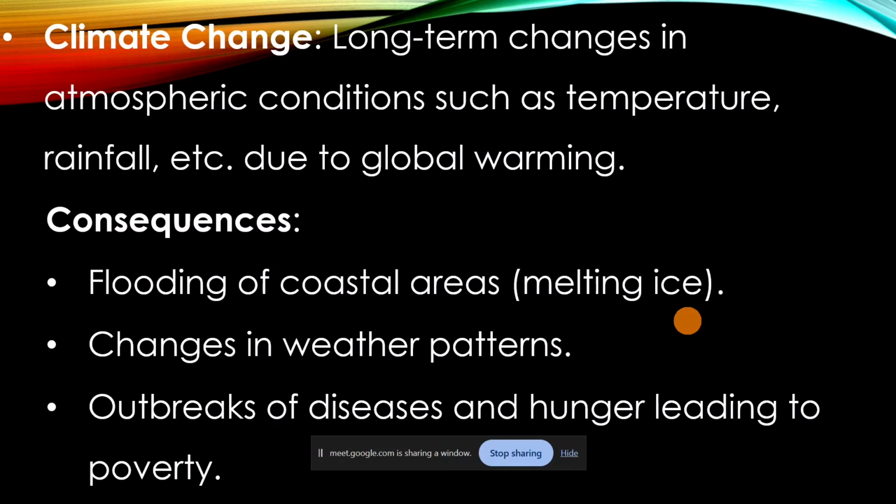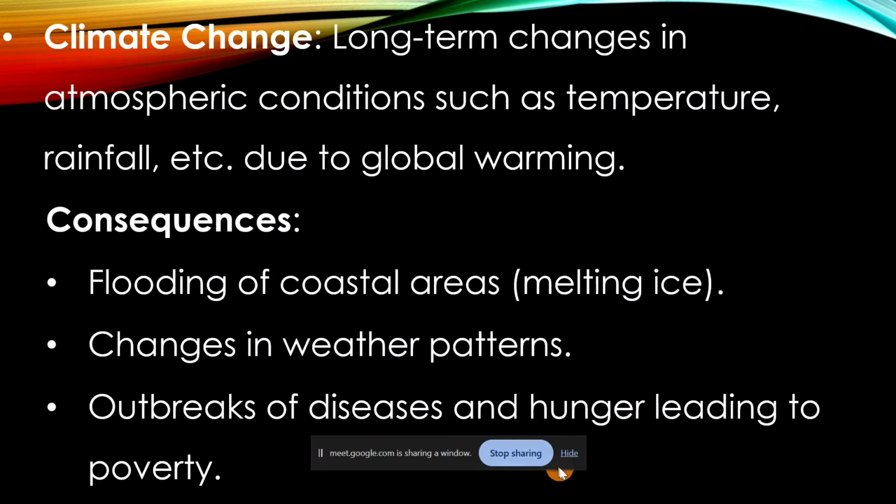So those people that live nearer to rivers, those areas are what we call coastal areas. A coastal area is just an area closer to a river, and then you go and build there. So there will be flooding of coastal areas due to ice melting. Why? There will be maybe more temperature. Then it changes weather patterns like wind, temperature itself, and then rainfall. So there will be changes in weather patterns.